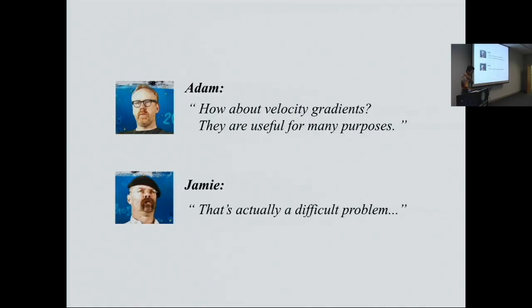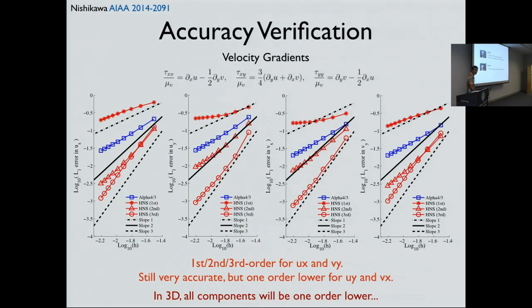And actually, I'm very interested in velocity gradients because they are very useful for many purposes, like vorticity prediction, and they can be used in the turbulence models. And actually, that's a difficult problem. I'll show you. So I have first, second, third order tau xx, tau xy, tau yy, 3 equations. But the velocity components gradients, ux, uy, vx, vy, are 4 unknowns. I cannot solve. Okay. Not enough equations.